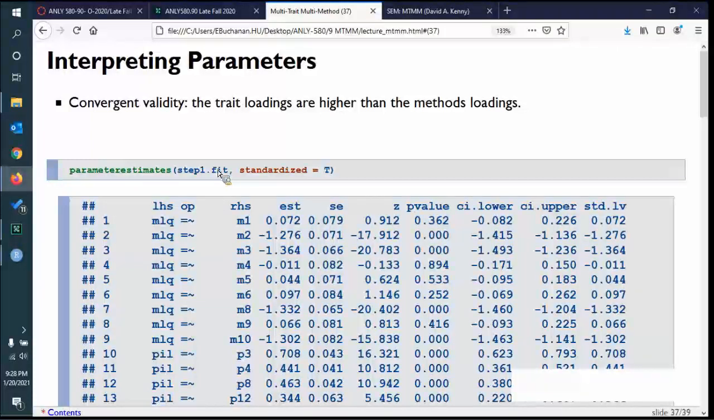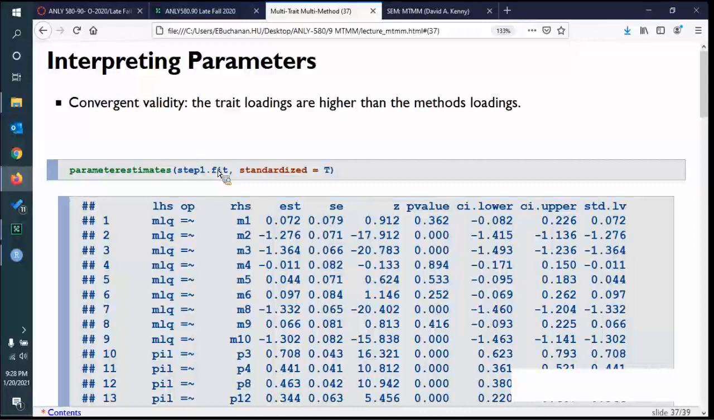If I was using a correlated uniqueness one, what I would do is look at the trait loading and look at all the error correlations and make sure the trait loading is higher than the error correlations. So it's the same basic procedure. It's just here we'd compare that trait to its error term correlations.